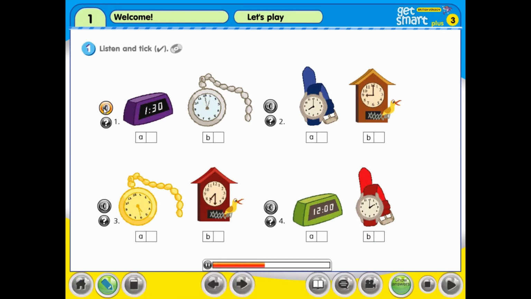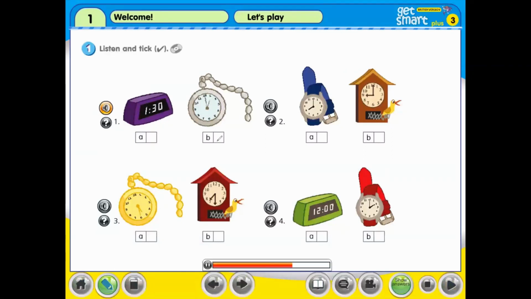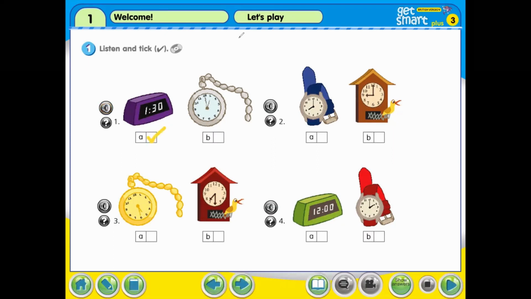I think it's 1 o'clock. No, it's 1:30. Again. What's the time? I think it's 1 o'clock. No, it's 1:30.